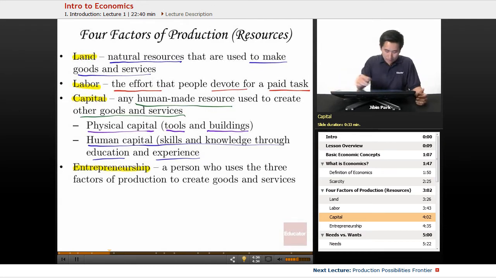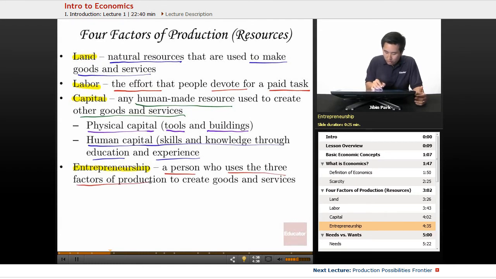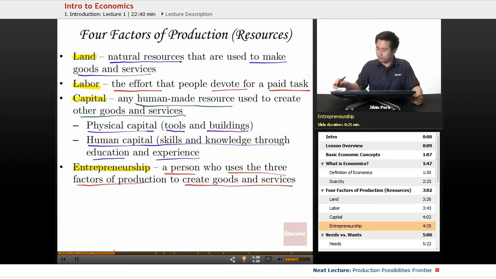And then finally, there's entrepreneurship, a person who uses the 3 factors of production to create goods and services. We could have these 3 factors of production, but if no one takes initiative and takes a risk, then there are not going to be any new products or services produced in the economy. So it really takes that entrepreneurship aspect in order to combine the 3 other factors of production.